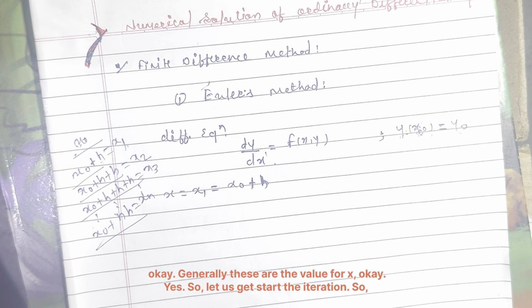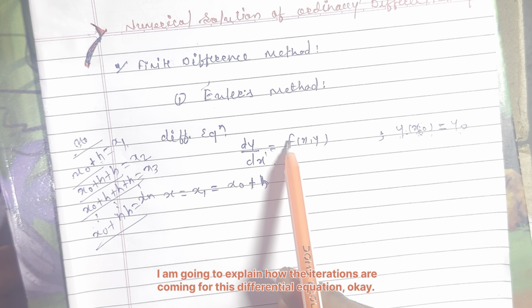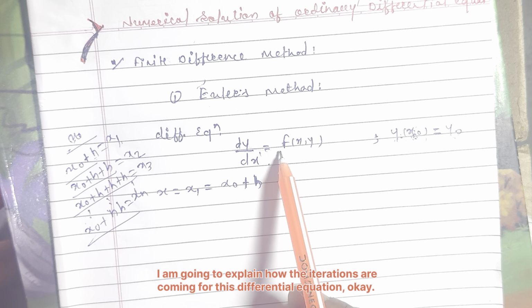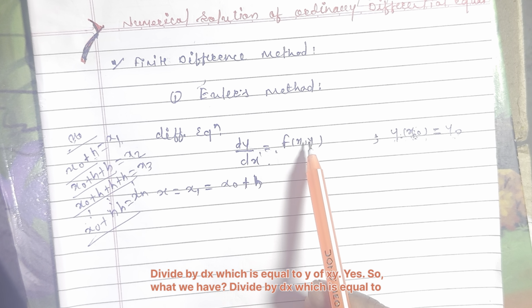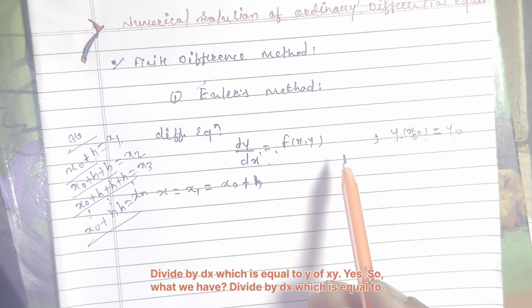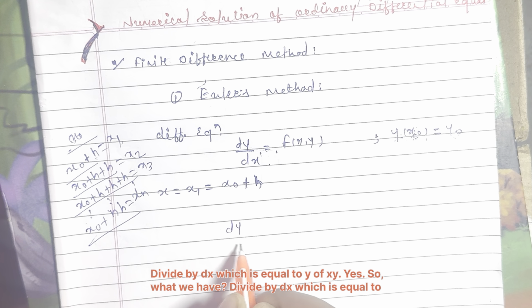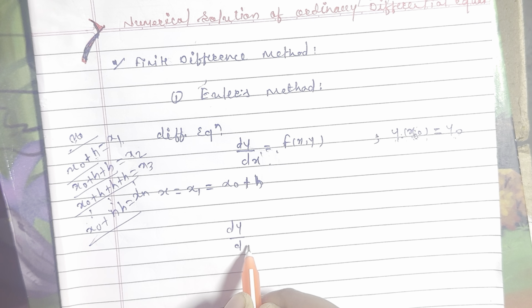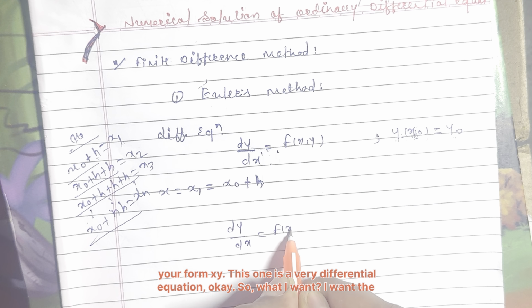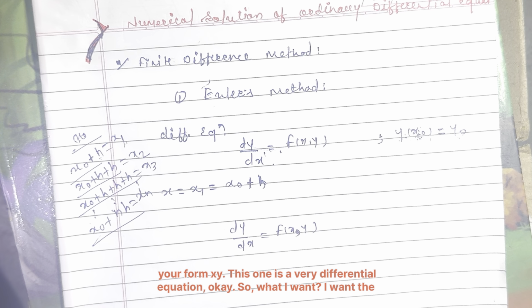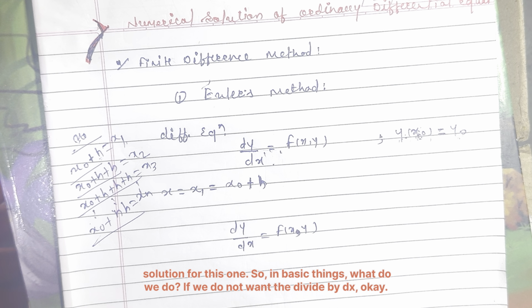So let's start the iteration. I'm going to explain how the iterations come for this differential equation, dy by dx equals f of x, y. This one is our differential equation, and I want the solution for this one.